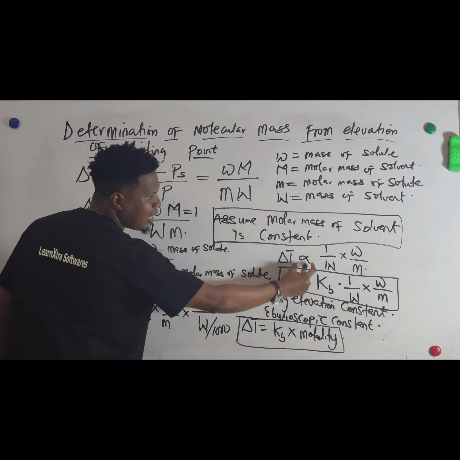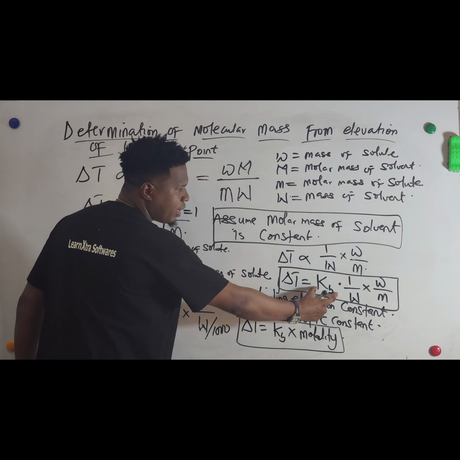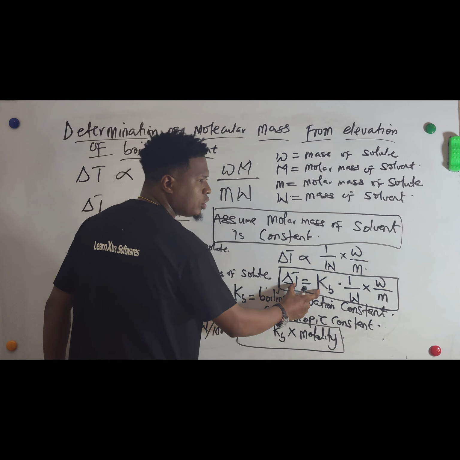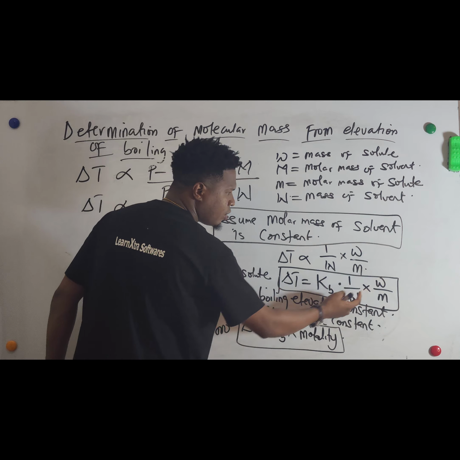So if I remove this thing, I'll put equal to KB. KB is the constant of proportionality we have here. Multiplying this and this, which represents this. This is another equation you can use to solve problems, okay? To find either this, or this.